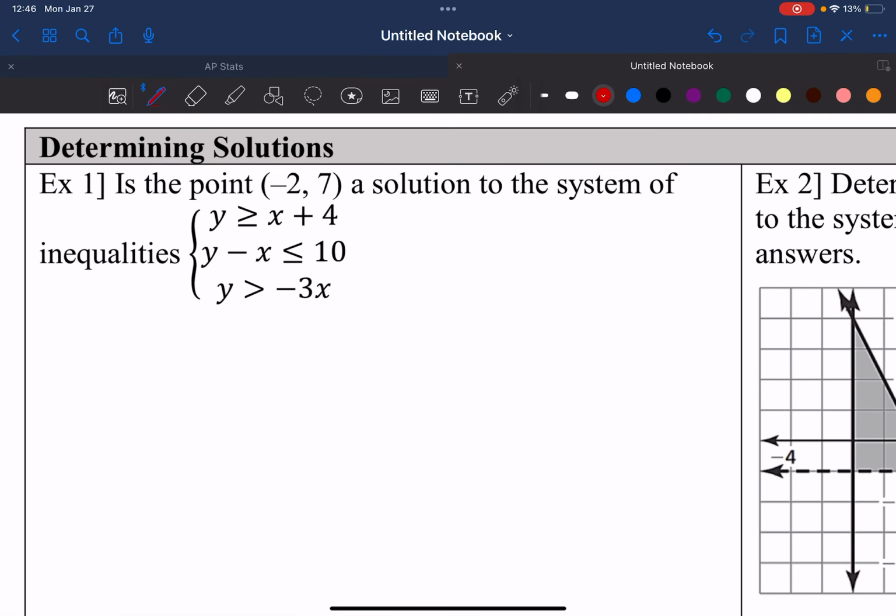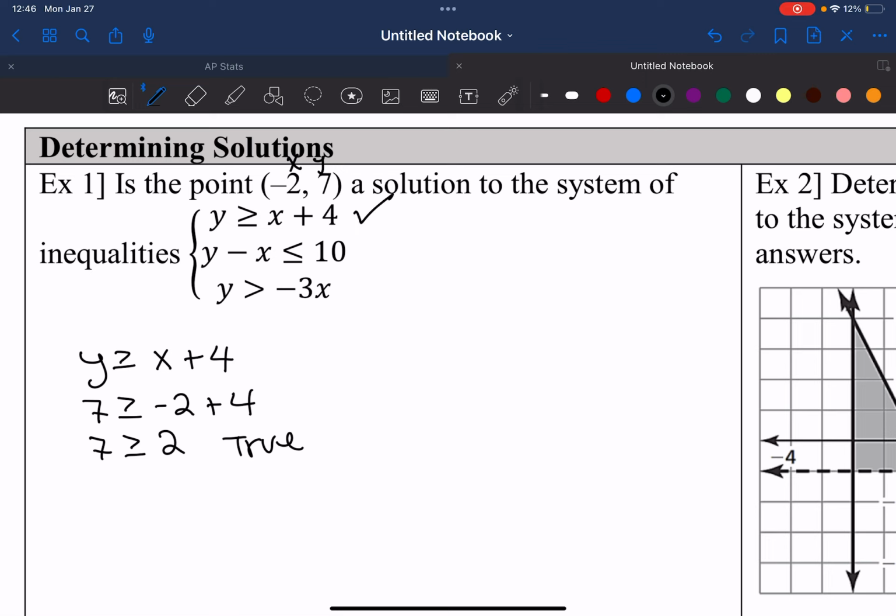First example says, is the point -2, 7 a solution of the following system? So what we need to do is plug in -2, 7, so our x and y, into each of these inequalities and see if we get a true statement. So for y greater than or equal to x plus 4, we're going to plug in 7 for y and -2 for x. So 7 is greater than or equal to -2 plus 4. So this is 7 is greater than or equal to 2. This is a true statement, which means this is good.